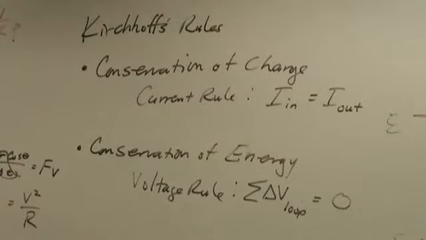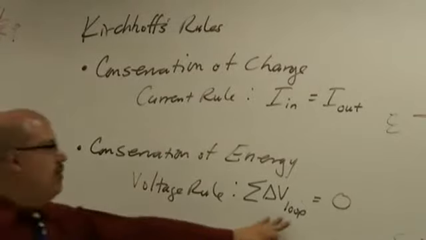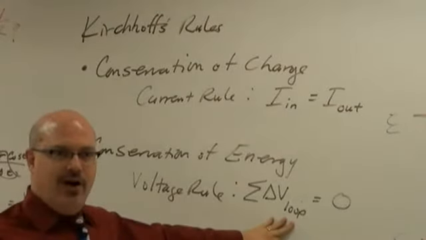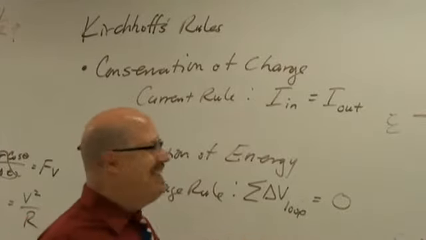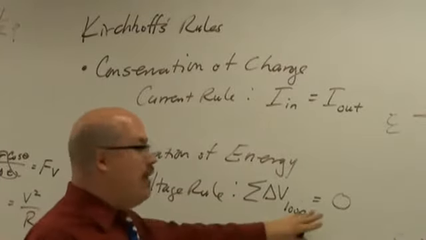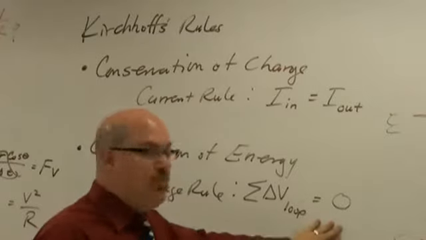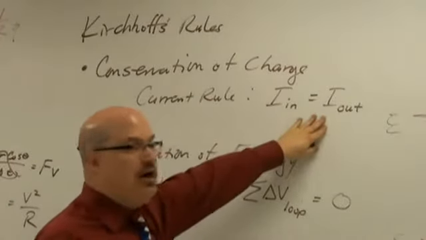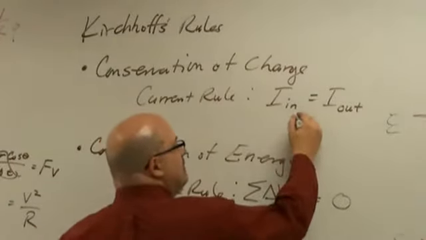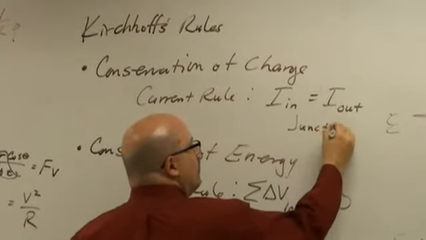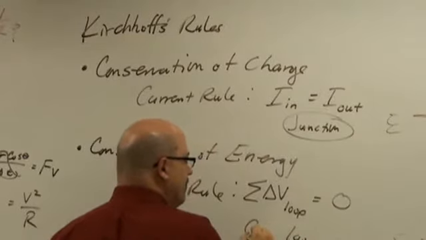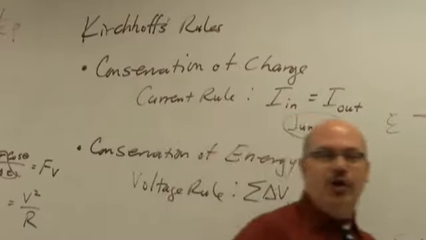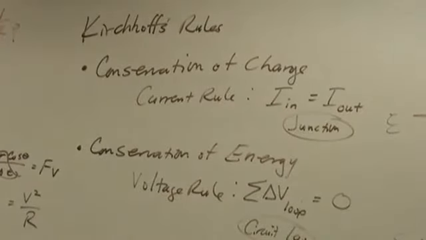Let me show you how these are applied. This is the harder one to understand, so let me start with the hardest one. The current rule is for any junction, in a parallel group. The voltage rule is for any circuit, any loop, a circuit loop. Okay, here's how this works. Alright, you ready?